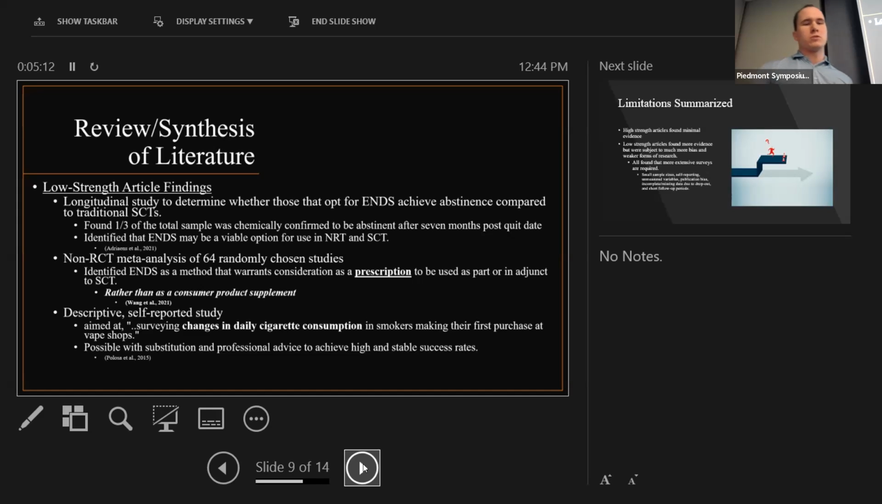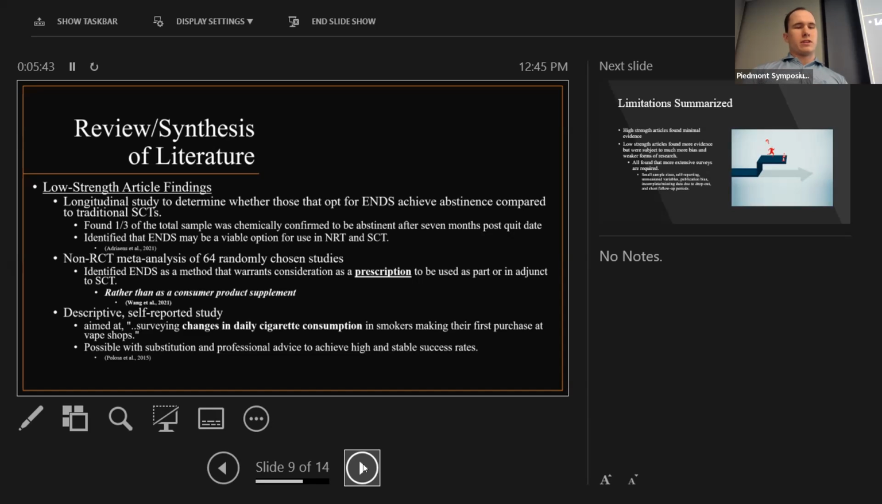Okay, so low strength articles. The first one, that level 4, is a longitudinal study. So they're just looking at individuals over time and changes with them. So again, they wanted to see if vapes achieve abstinence compared to other therapies. And so they found that 1/3 of the total sample of vapers were chemically confirmed to be abstinent 7 months after quitting cigarettes. And so they concluded that the vapes may be a viable option.